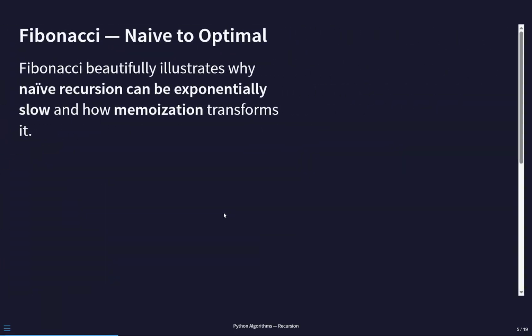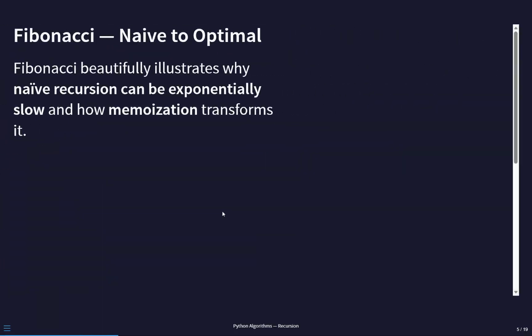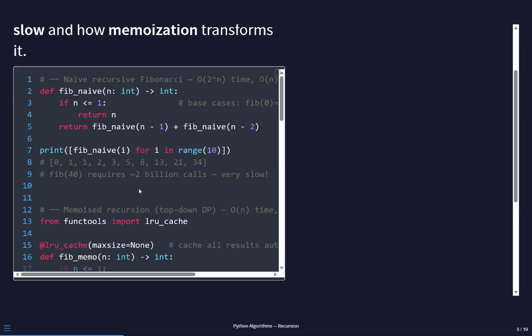Next. Fibonacci is the canonical example of why naive recursion can be catastrophically slow, and how a single decorator can fix it. Click. fib_naive(n) has two base cases. Return n for n less than or equal to 1. Otherwise return fib_naive(n-1) plus fib_naive(n-2). Clean, correct, and brutally slow. fib_naive(40) requires roughly 1.3 billion recursive calls because it recomputes the same subproblems over and over.